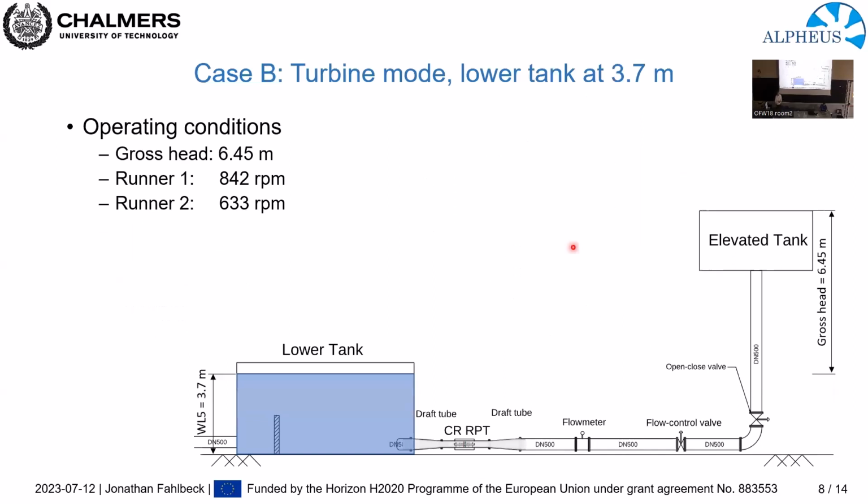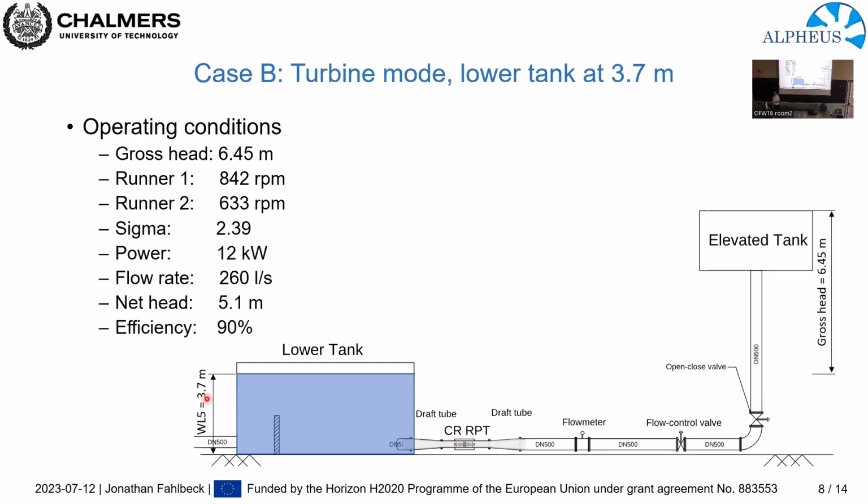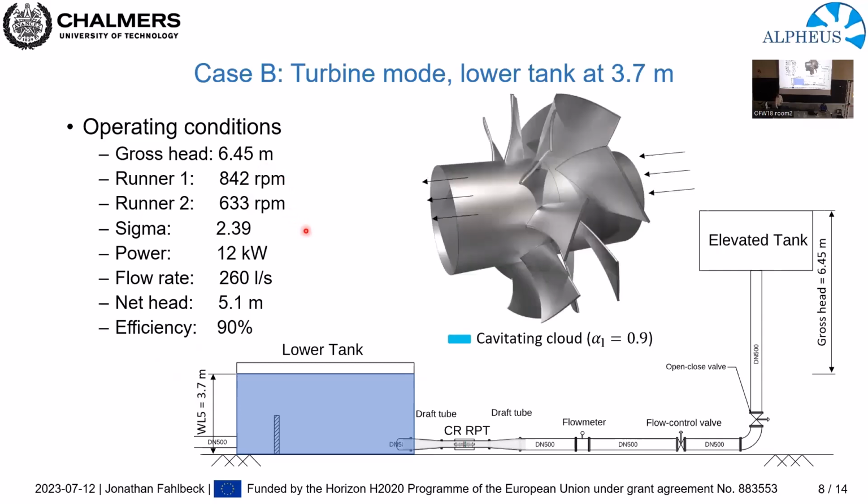Continuing with case B in turbine mode, now we actually increase the height elevation of the lower tank. And that is the only difference between case A and case B. If we compute these values again, we can see that because we increase the height elevation, we will have a larger sigma number, but we will also have a lower flow rate and net head of the machine. And if we look at the isosurface, we actually see that the machine can operate completely cavitation free, which is very good for the experiments, because in the experiments, we initially don't want to have any cavitation disturbing the measurements.